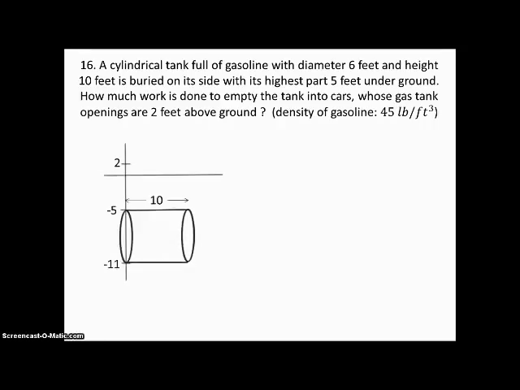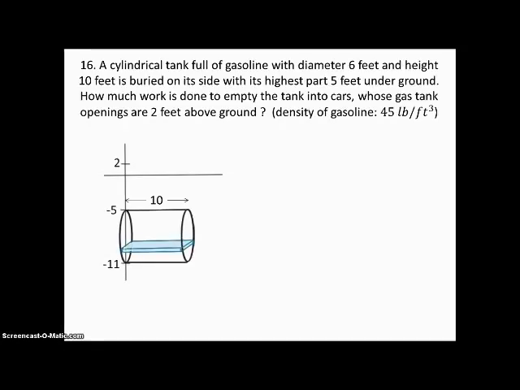So here's our picture. Notice that the tank is sideways, so 10 runs parallel to the x-axis, and the top is at negative 5 feet underground on the y-axis, and then the bottom then, since the diameter is 6, is going to be down at negative 11. And then there's a 2 up there where we're going to pump all the water out. So the difference here is the last one, we were pumping the water in, and this one we're pumping the water out. But the way we do it is exactly the same.